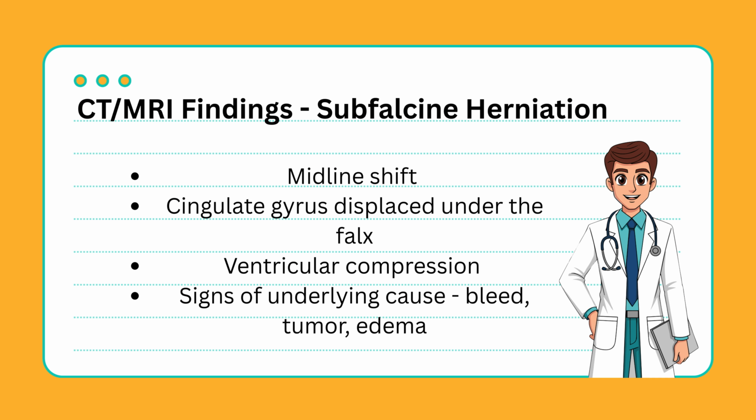CT and MRI findings for subfalcine herniation are: midline shift, cingulate gyrus displaced under the falx, ventricular compression and signs of underlying cause such as bleed, tumor or edema.